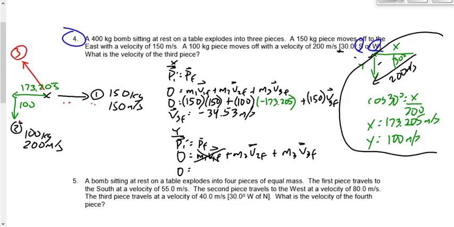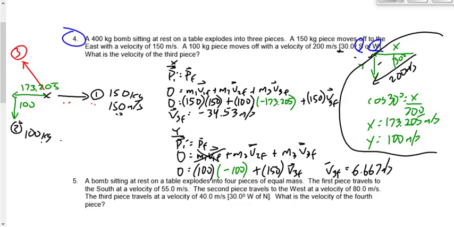What are we trying to solve for here? The y-axis. So how much of that 150 is on the y-axis? None. M2 is 100 times, we're going to say it's negative 100. Right? That 200 meters per second is gone, right? We replace that 200 with 173 and 100. Plus M3 times V3F. Solve for V3F here. And it works out to be, for the y component, 66.667.